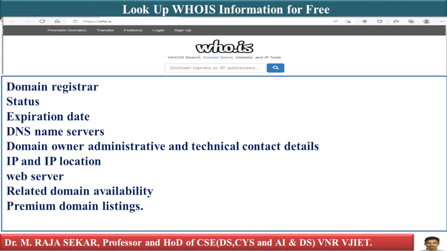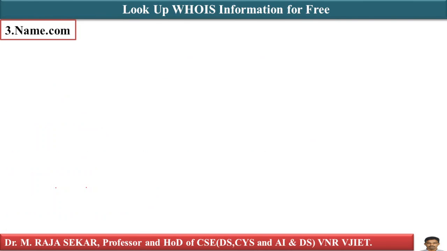With this WHOIS lookup tool, you can access critical domain registration information. Examples include domain registrar, status, expiration date, DNS name servers, domain owners, administrative and technical contact details, as well as IP and IP location, web server related domain availability, and premium domain listing.